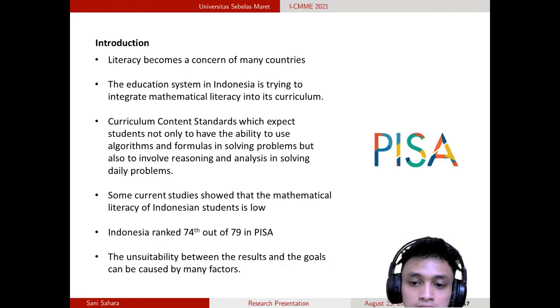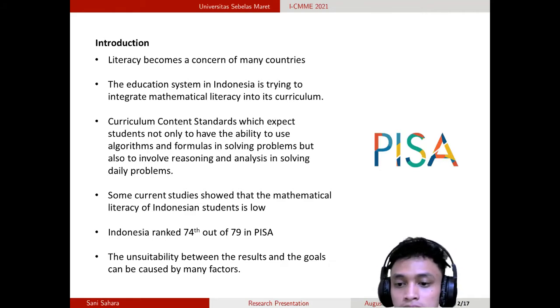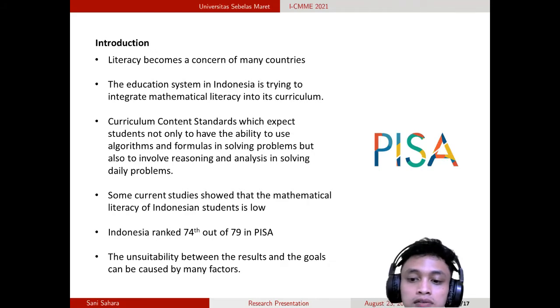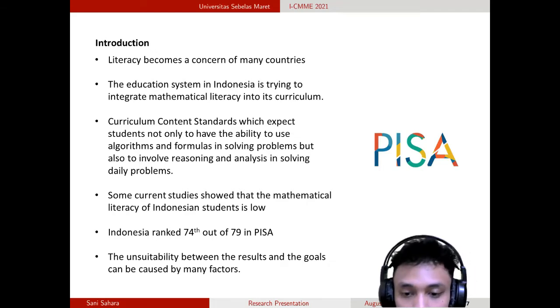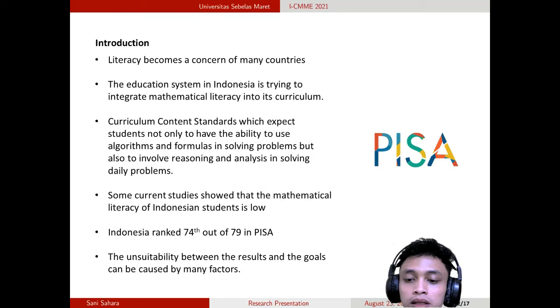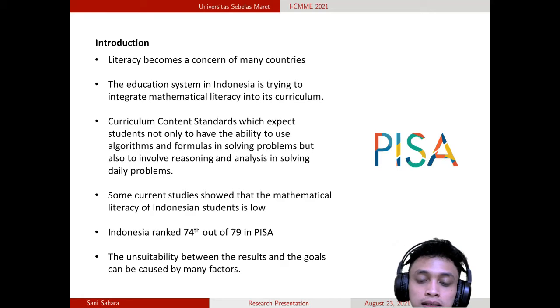In this disruptive era, literacy becomes a concern of many countries. Among the existing literacies, mathematical literacy is one of the skills that should be possessed by students because this literacy can lead individuals to recognize the role of mathematics in life and make a good analysis and decision making required by a constructive and reflective population.